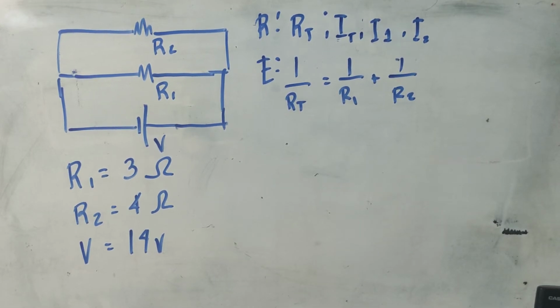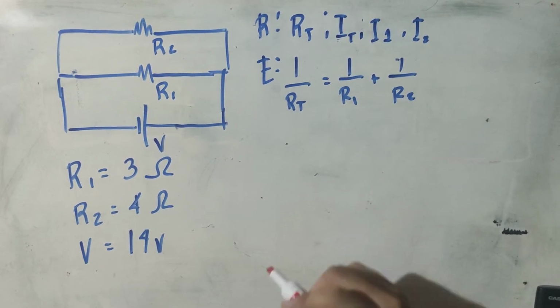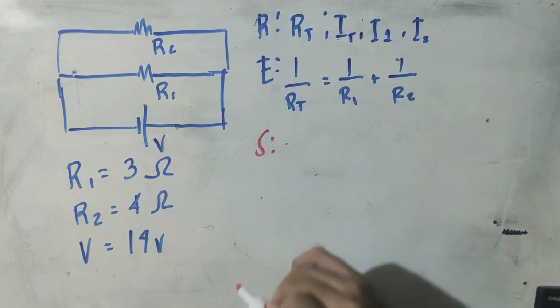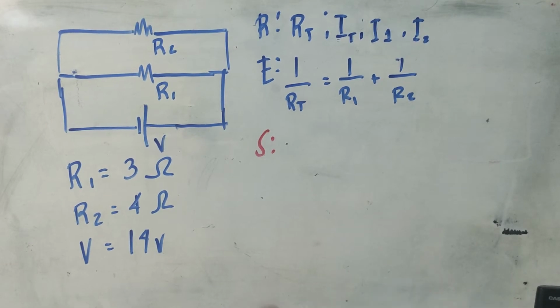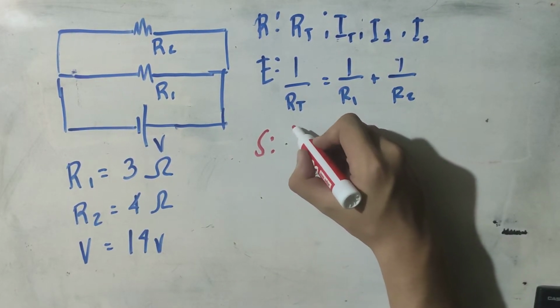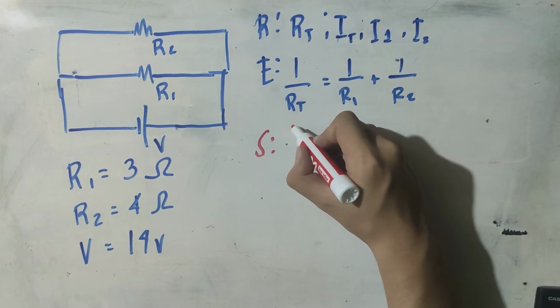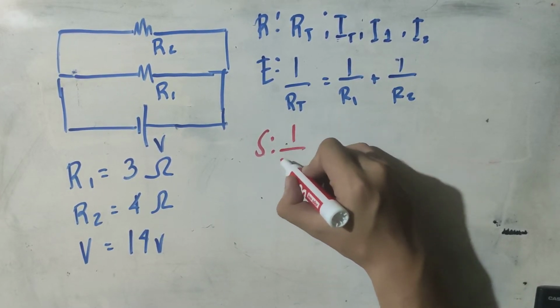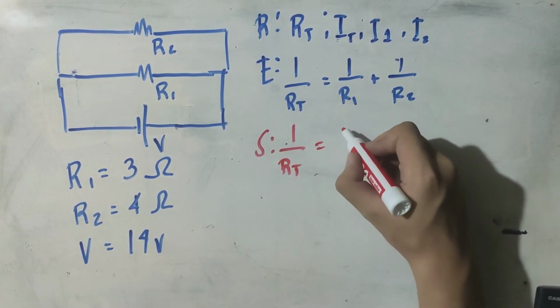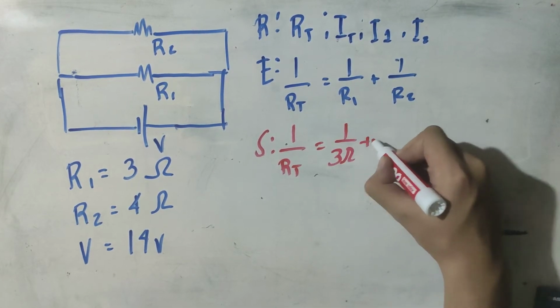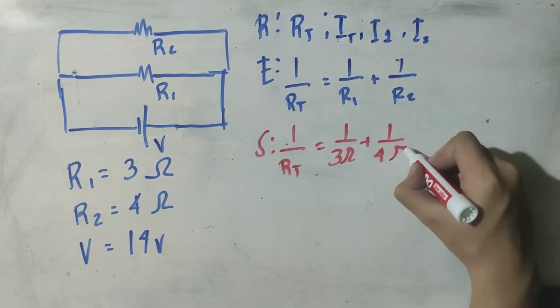And this time, what I want you to do is show me the organic way of solving fractions, so I could see that you really understand it. Okay, so for the solution, I don't want you to immediately input the values on your calculator. So we have 1 over RT is equal to, what's our R1? 1 over 3 ohms plus 1 over 4 ohms.